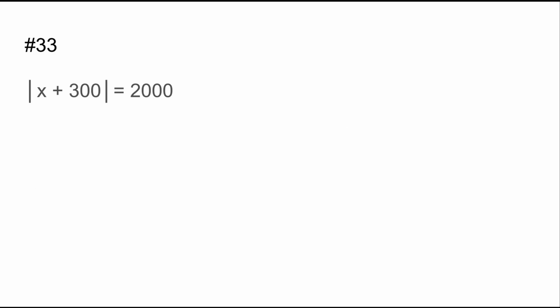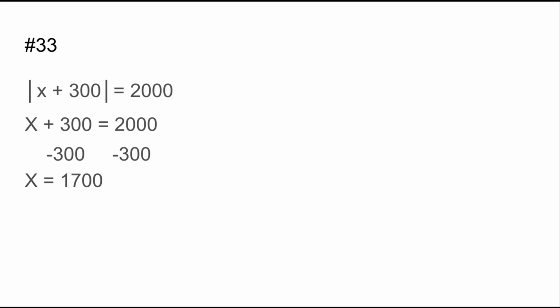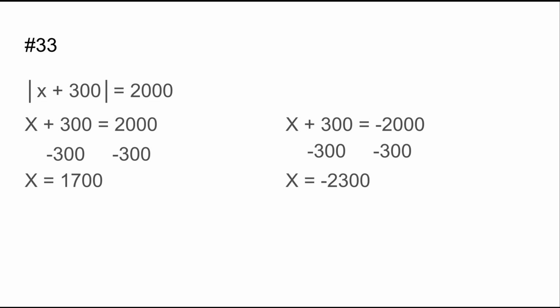Let's do it again, just to remind you how to do this. Absolute value, this x could be positive or negative because it's in the absolute value brackets. Therefore, we're going to solve it twice. Once equaling 2,000 and once negative 2,000. So minus 300, x equals 1,700. x plus 300 equals negative 2,000. Subtract 300. x equals negative 2,300. These are our two solutions.